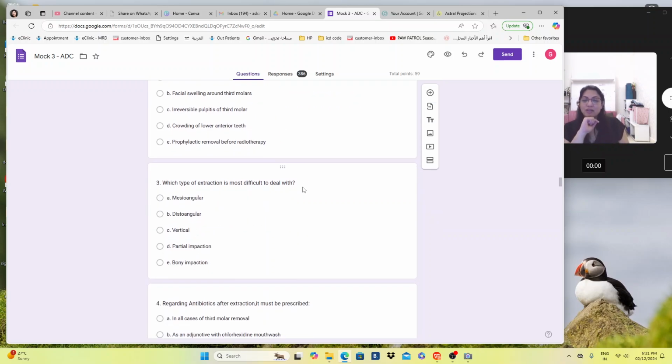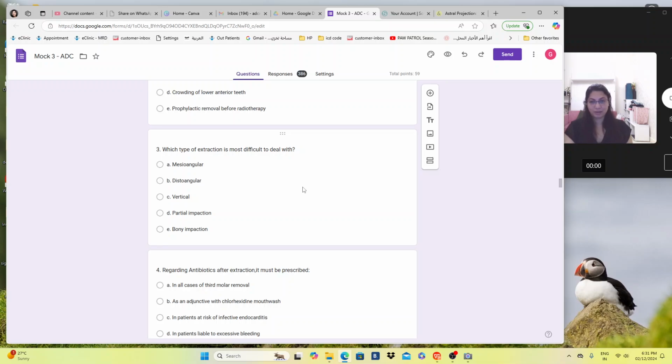Which type of extraction is most difficult to deal with? Which means what? All the options given are difficult, but I have to choose the most difficult. Mesioangular, distoangular, vertical, partial impaction, and bony impaction. The thing is that you may be confused with bone impaction, thinking, wow, it's fully covered in the bone, so it can be very difficult. But what if it's fully covered in the bone, but absolutely in a vertical position like this? Then probably you can access it and just extract it.